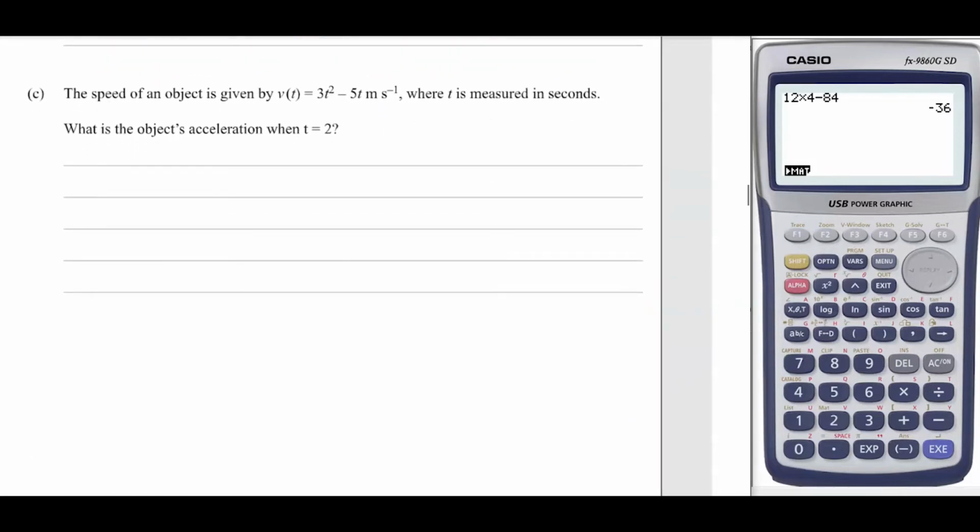Okay, C, we've got the speed of the object, so we're looking at kinematics again. We want the acceleration. So acceleration is differentiating speed, so that will be 6t minus 5. So that acceleration when t is 2, 6 times 2 minus 5 is 7. Easy.